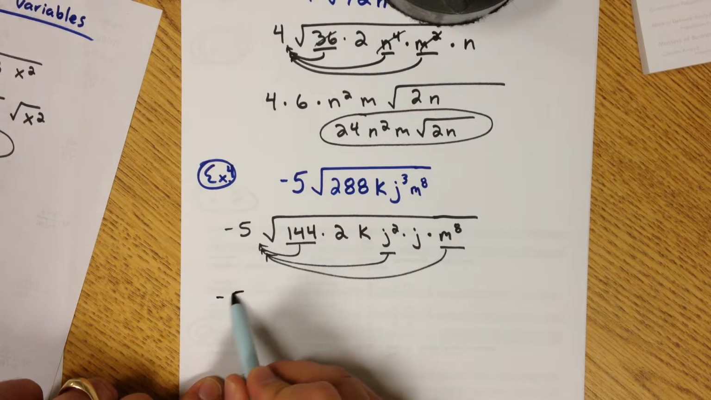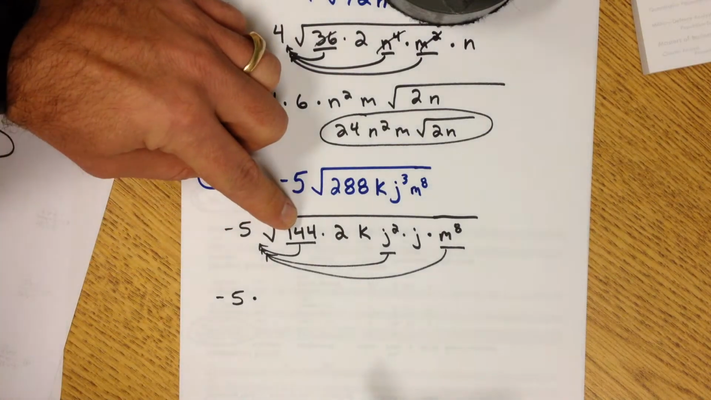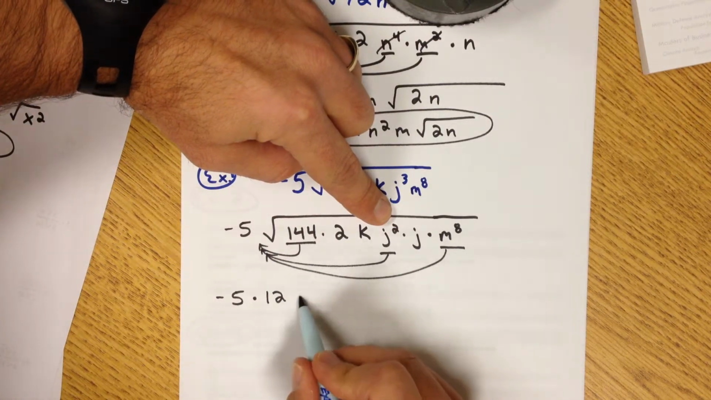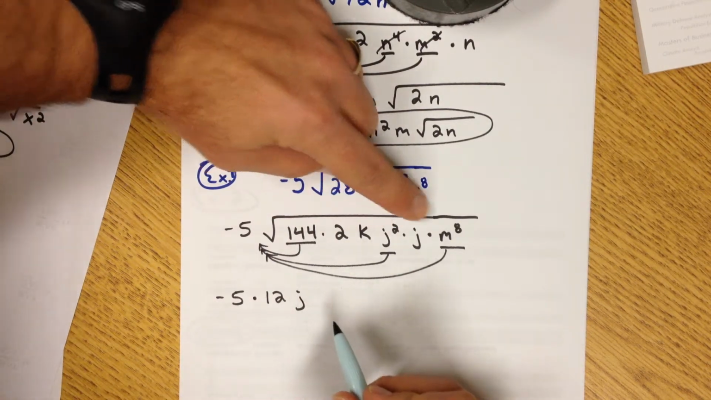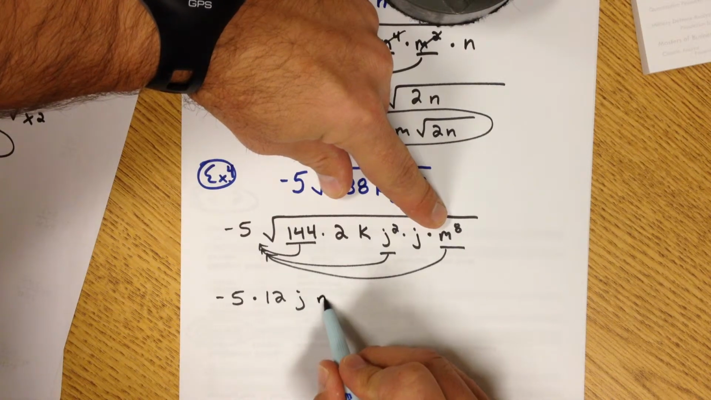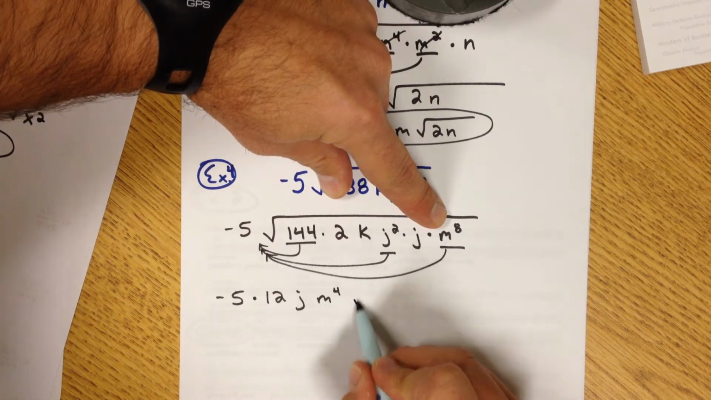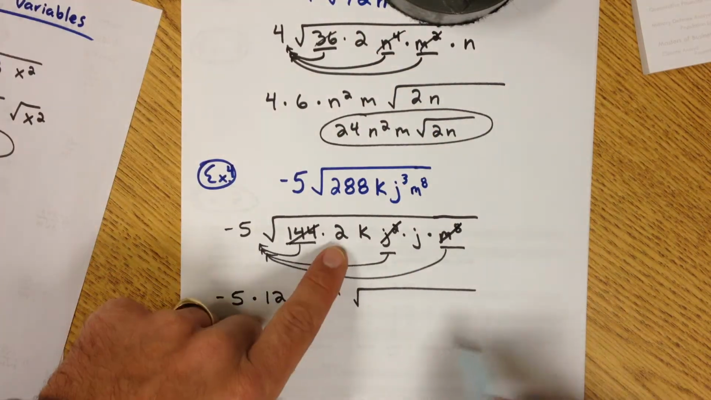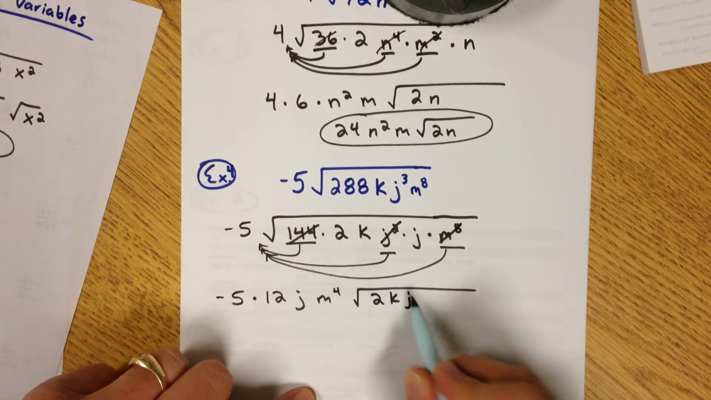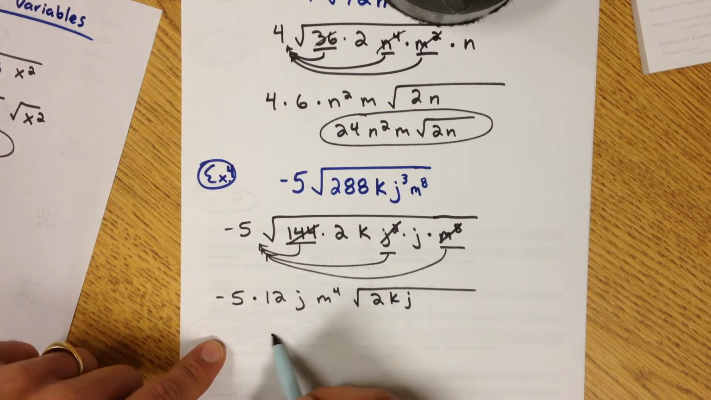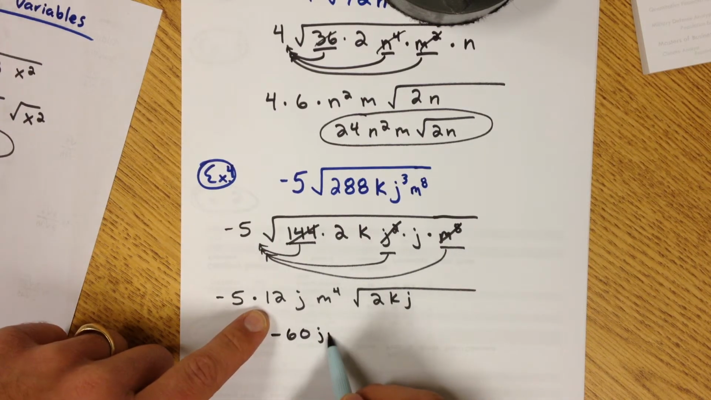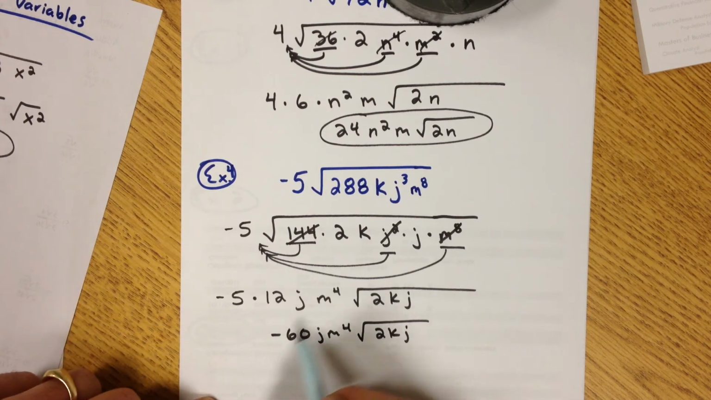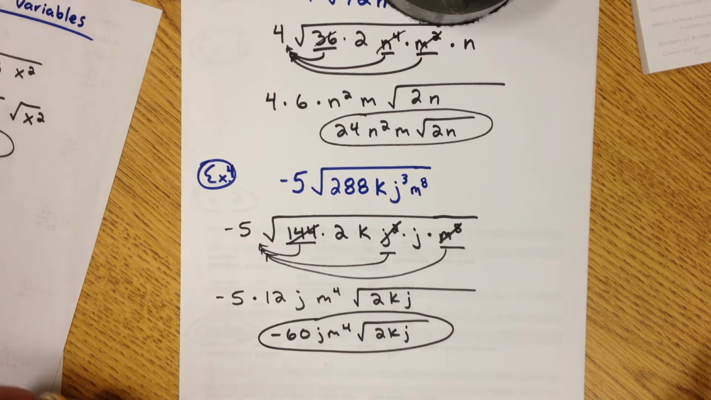So here we go. -5 times square root of 144 is 12. The square root of j squared is just j. And the square root of m to the 8th is just m to the 4th. Those all went out front. What's left? A 2, a k, and a j. So just collect those and put them together. And we're done.